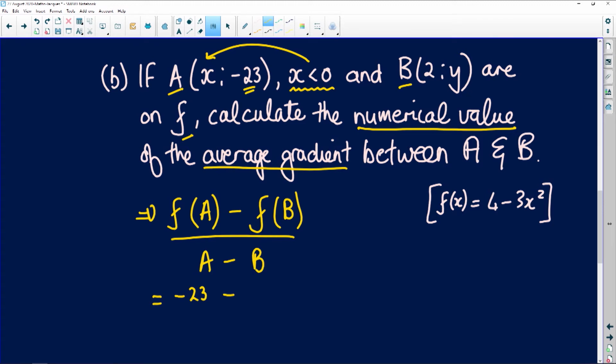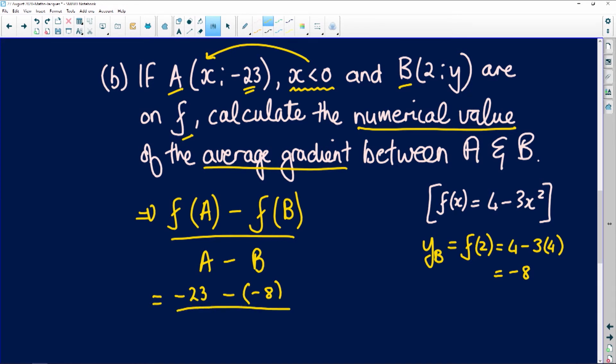So for the y value of B, I need to use the function f, and plug x equals 2 into this. So I get 4 minus 3 times 2 squared, which is 4 minus 12, and that leaves minus 8. Am I right? Yes. So now I've got the y value at point B. It is minus 8.